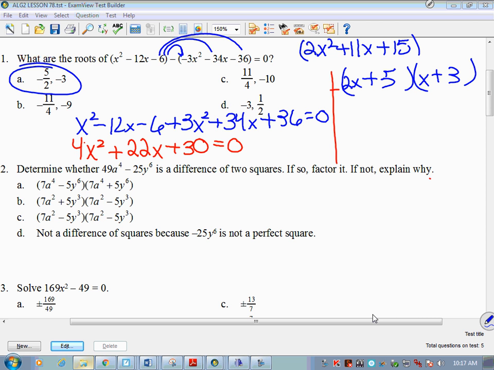All right, that's 2 times 3 is what? 6x plus 5x is 11x, and 5 times 3 is 15, and 2x times x is 2x squared. So does this work? All right, so that works. Now all I have to do is 2x plus 5 equals 0. So I'm going to subtract 5 and divide by 2, correct? All right, so in that case, x equals negative 5 halves.